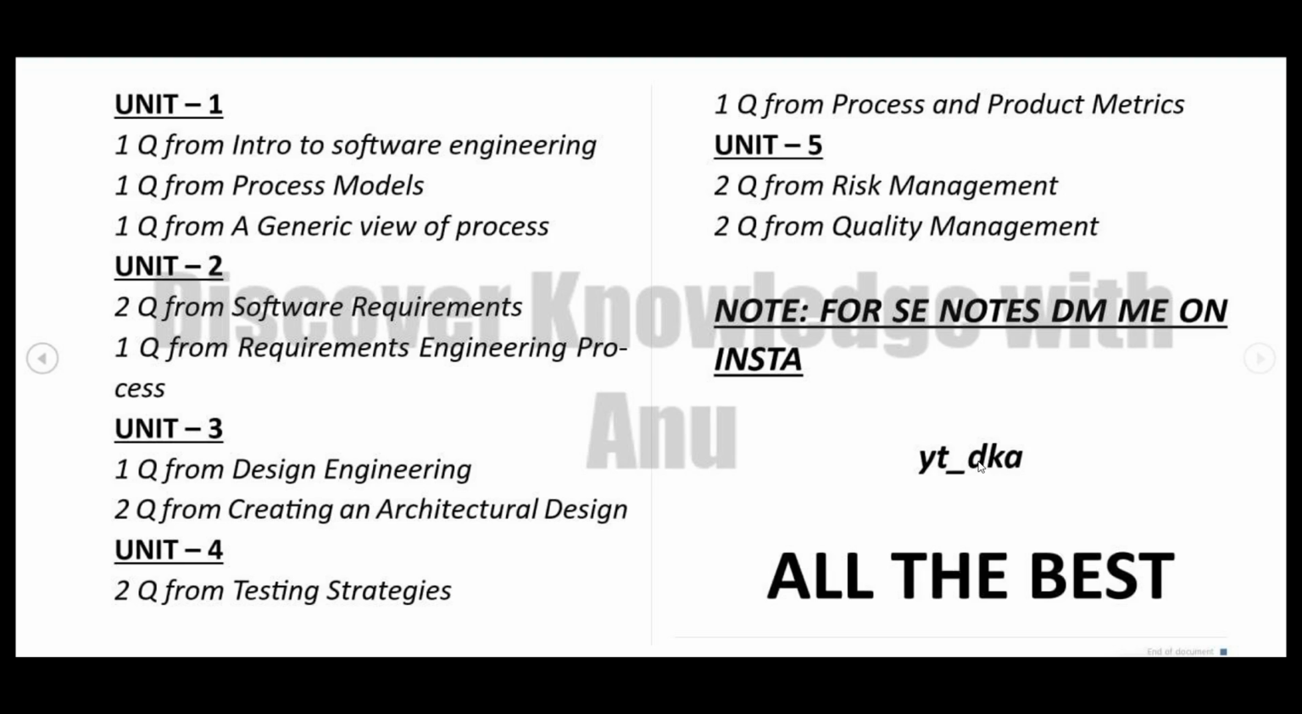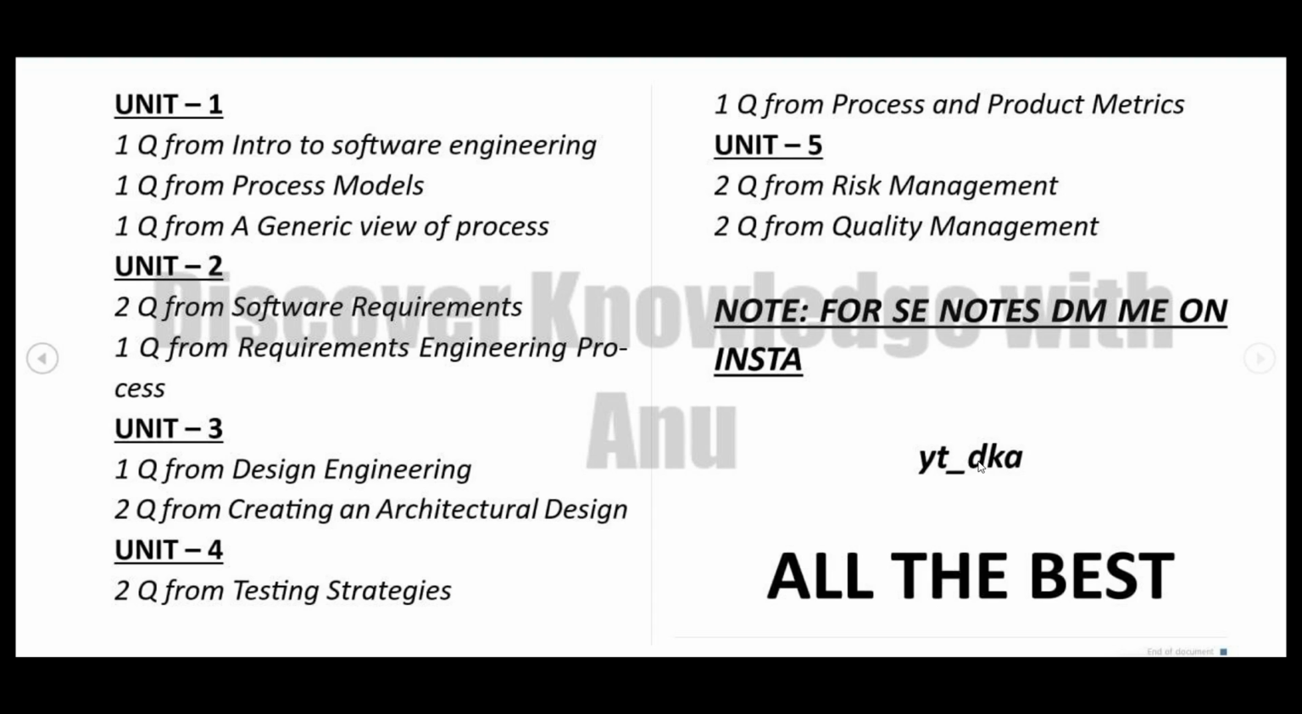of unit 2. And the second part is requirements engineering process. In this, the topics are feasibility studies, requirements elicitation and analysis, requirements validation, and requirements management. So these are the 4 topics we are having from the requirements engineering process.